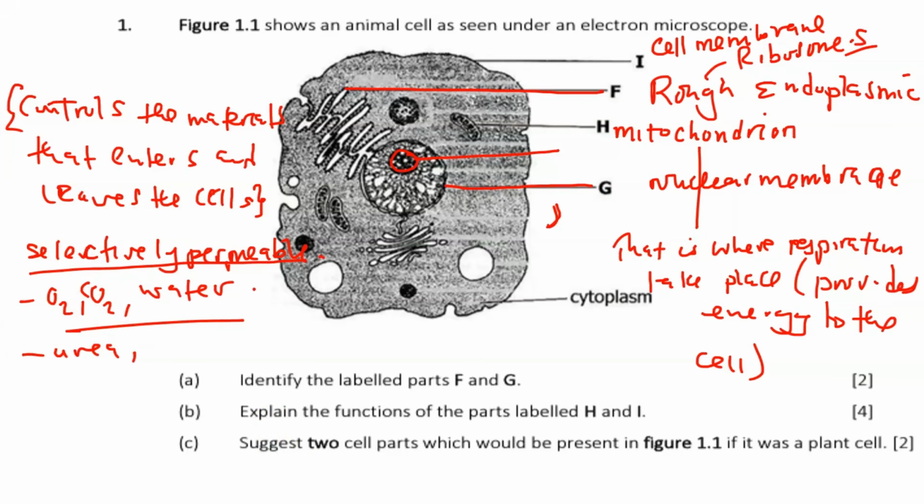Very important. Then, suggest the two parts which would be present if it was a plant cell. Just give the parts that differentiate the plant cell and animal cell. So if this was the plant cell, what other parts would be there? One, the cell wall. Two, you have the chloroplast. Then the other one, you'd find the vacuole. So any two of these parts. All right.